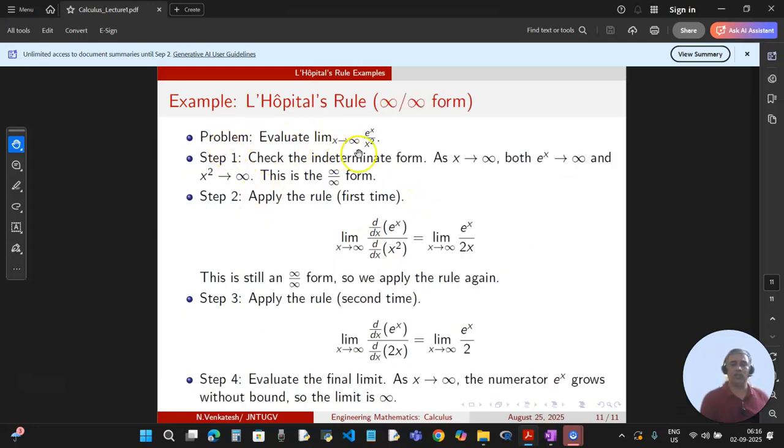Similarly, limit x tends to infinity, e power x by x square. Now it's in the e power infinity by infinity, so infinity by infinity form. Now you can apply a derivative, so you will get e power x derivative is e power x, and x square derivative is 2x. Still it is in indeterminate form. Again you can apply L'Hospital. So again, if you apply L'Hospital, you will get e power x by 2. So when x tends to infinity, e power x is infinity, so the answer is infinity.